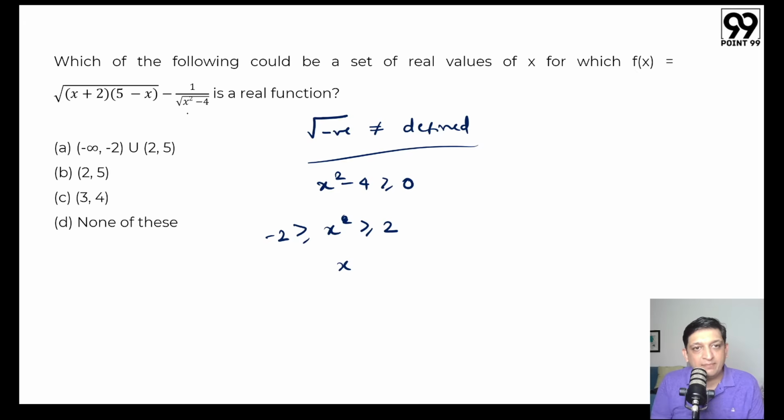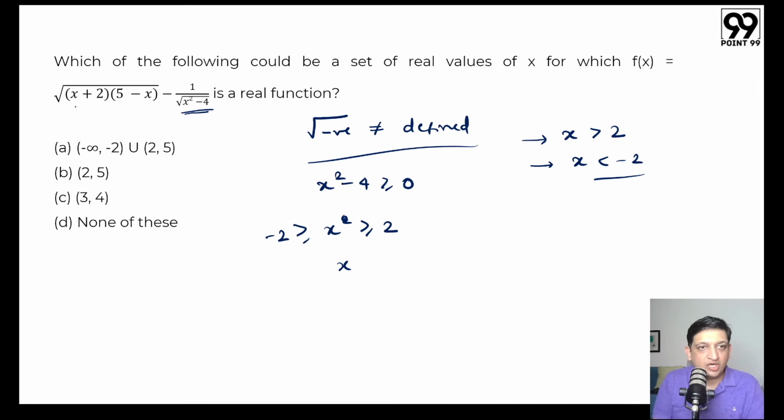I also know that because this is in the denominator, this cannot be equal to 0. So I know that the value of x will either be greater than 2, or the value of x will be less than minus 2. So one of these two has to happen for this particular identity to be true. So x will either be greater than 2 or it will be less than minus 2.